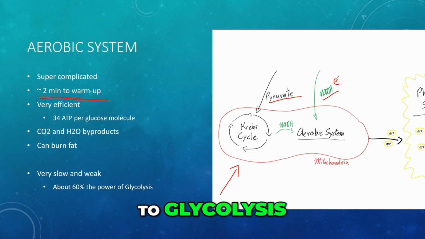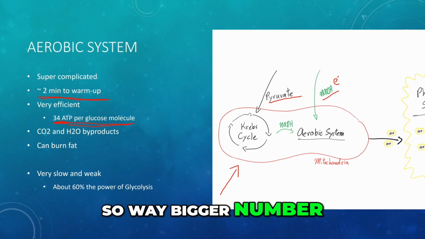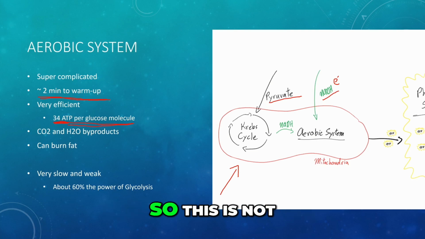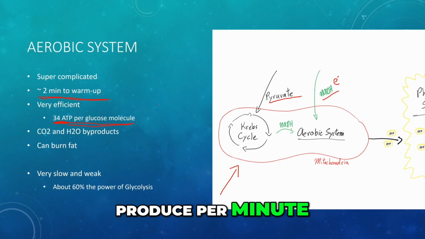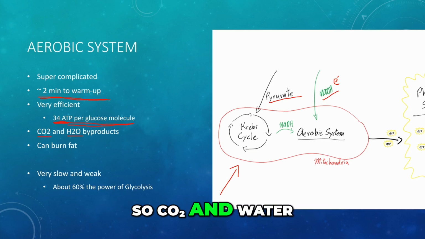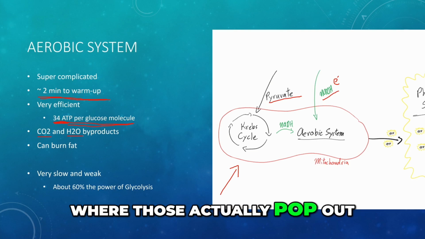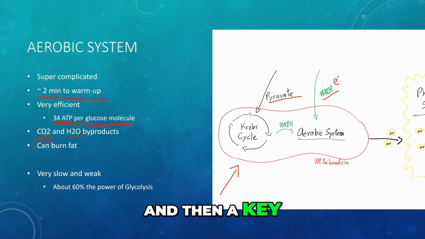Just to compare to glycolysis, remember in glycolysis we got 2 ATP per glucose. In the aerobic system we get closer to 34, so a way bigger number, but again it takes a longer time. So this is not the same as how much ATP you can produce per minute. There are a couple byproducts that the aerobic system creates, CO2 and water, and we'll go through where those actually pop out.